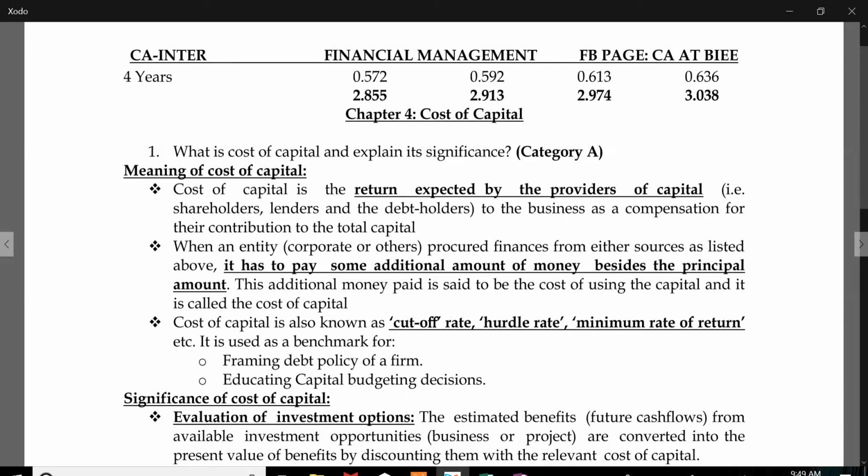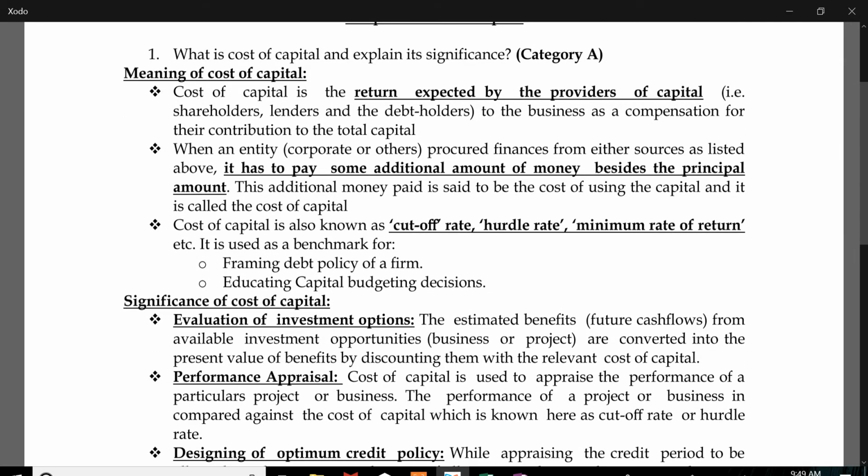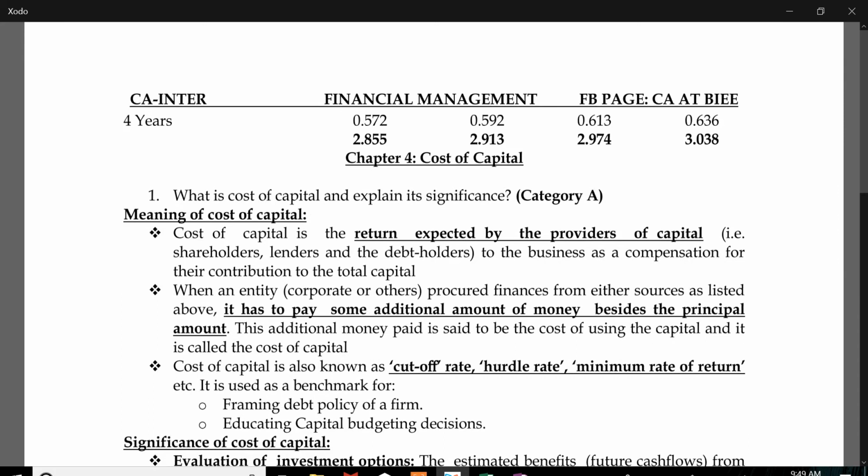Okay, good morning friends. Let's start with a new area today. Last class we finished capital budgeting. I have to give some summary notes, I'll give that later. I'll start with a new area, which is cost of capital.